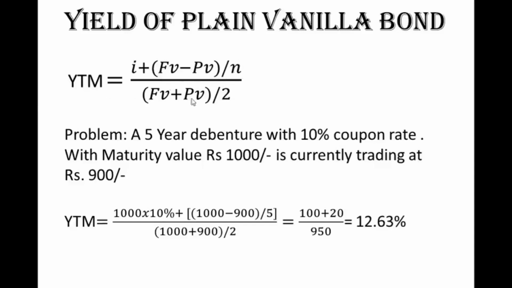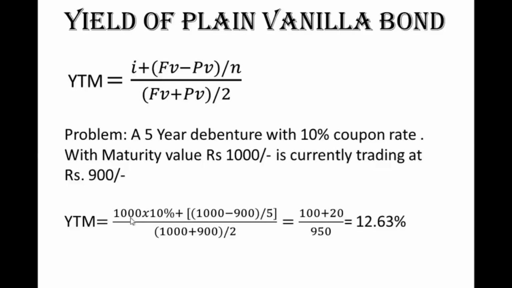The whole is divided by the average returns, that is, future value plus present value divided by 2. So the average returns is the divisor, and that will give you the yield to maturity. Now let us solve a basic problem. A 5-year debenture with a 10% coupon rate with a maturity value of 1000 is currently trading at rupees 900.